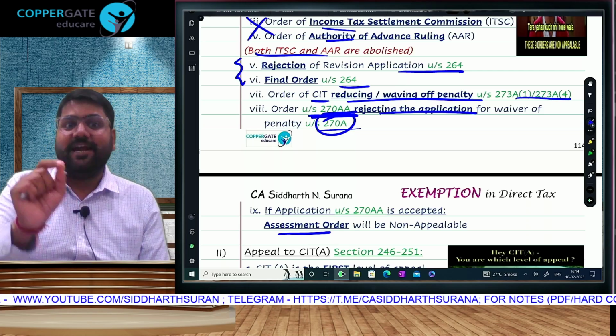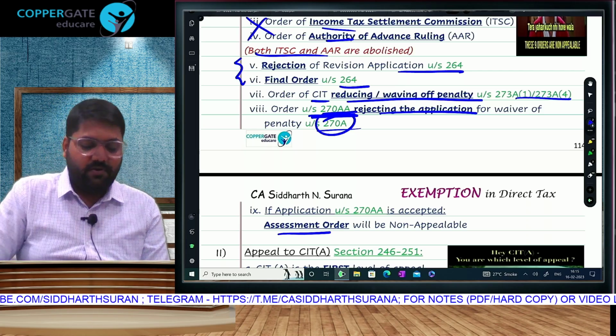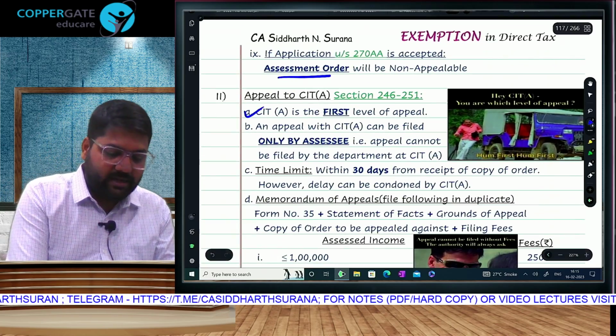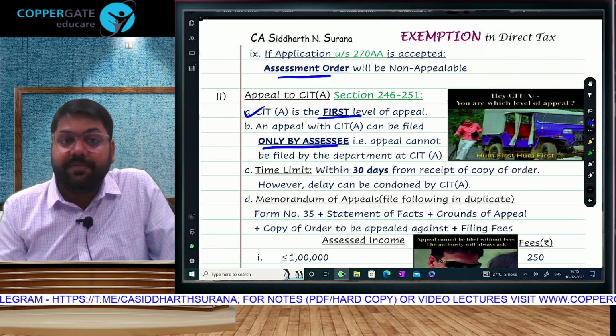But on the condition that tax will be final as decided by the AO, the assessment order will become non-appealable. Then one by one we will learn the four levels of appeal. CIT appeals is the first level. The appeal can be filed only by the assessee, because we are appealing against the assessing officer.